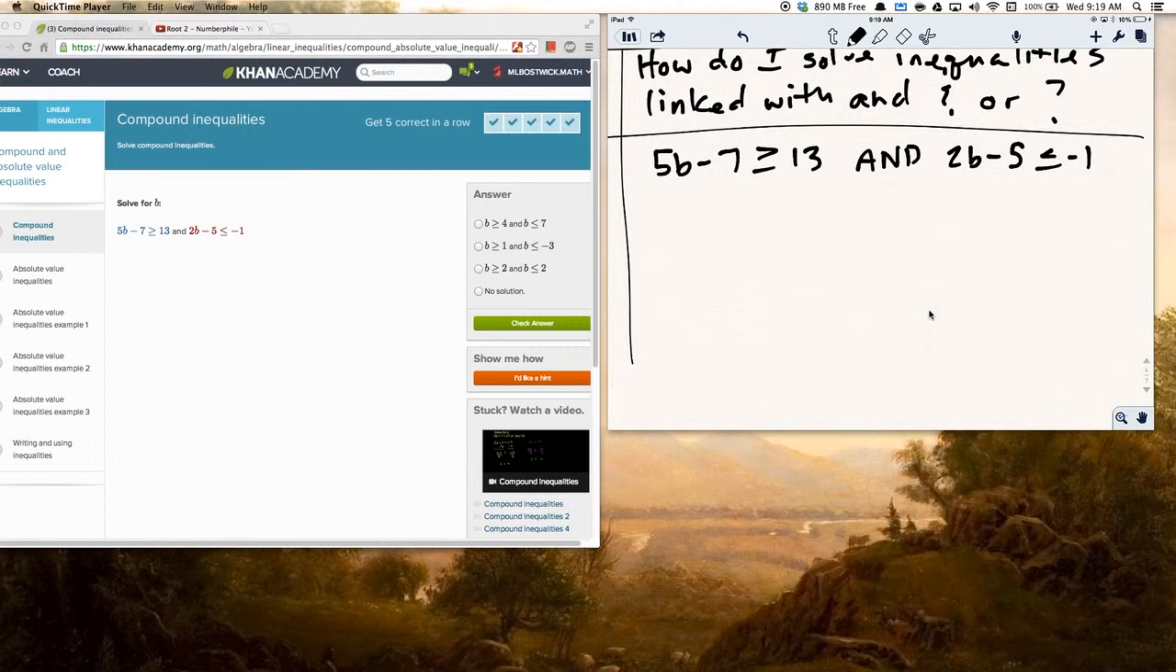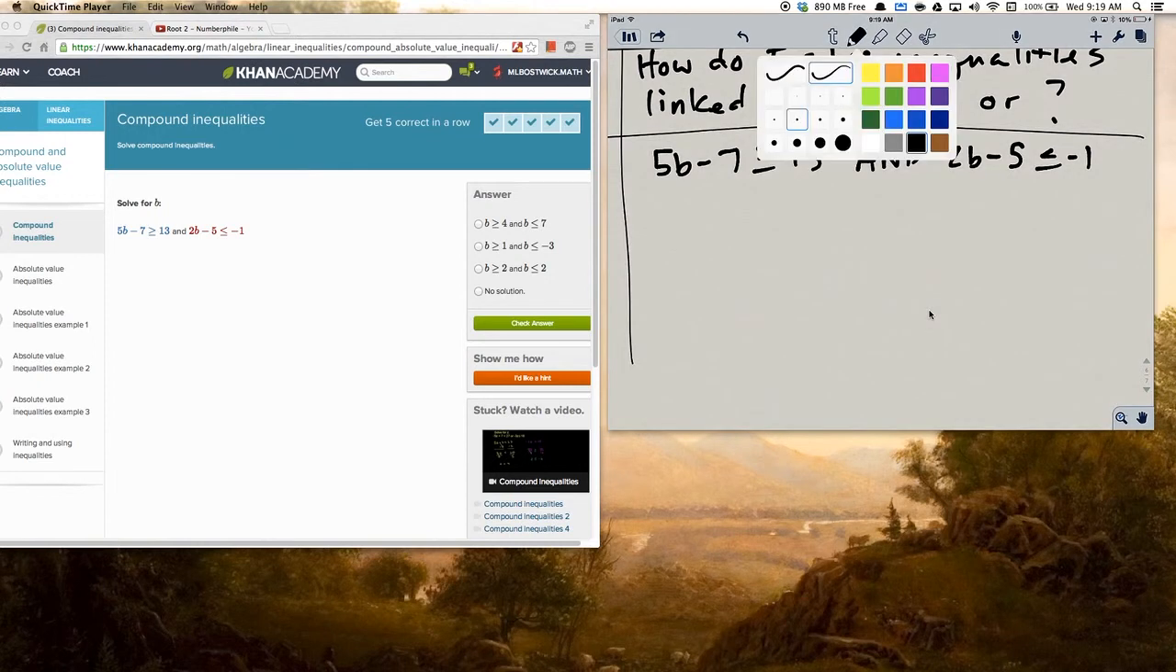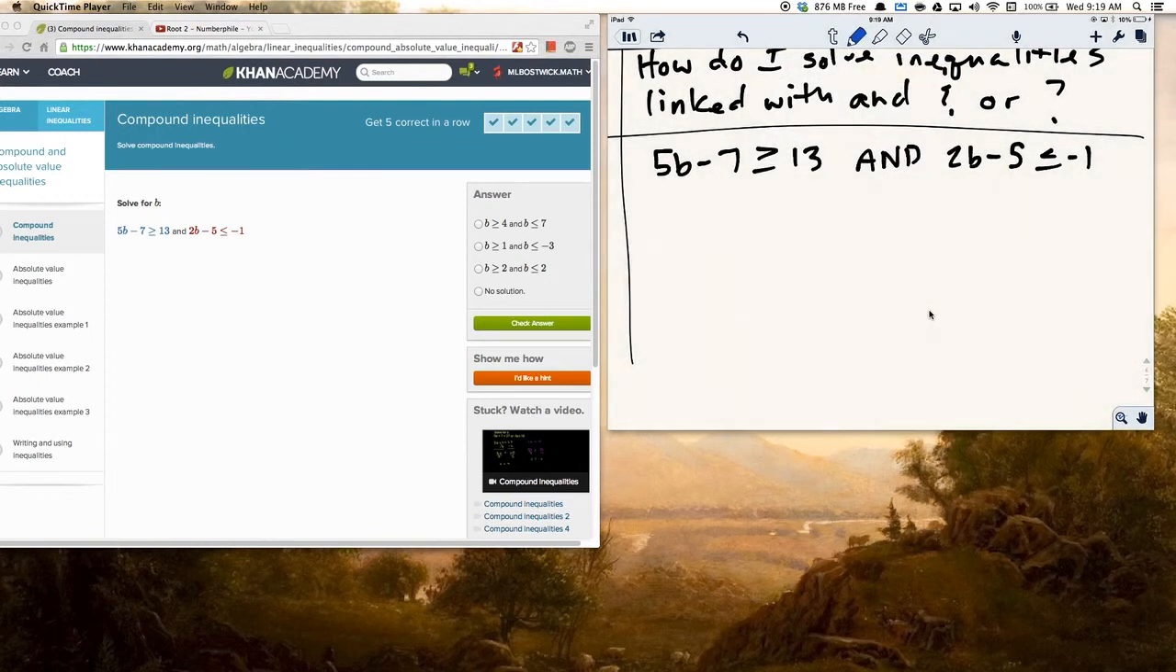And so I'm going to start with minus 7. I'm going to do plus 7, which is the opposite. I have to do it to both sides of the inequality. So I'll do 5b, because these cancel out, is greater than or equal to 13 plus 7. Sorry, 13 plus 7 is 20. Then I'll divide by 5. And so b is greater than or equal to 4.